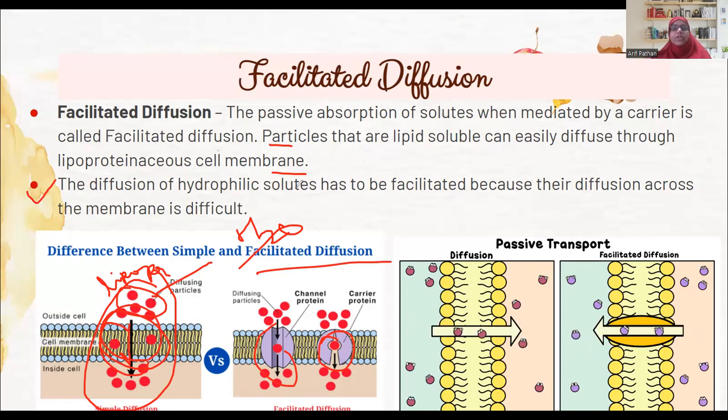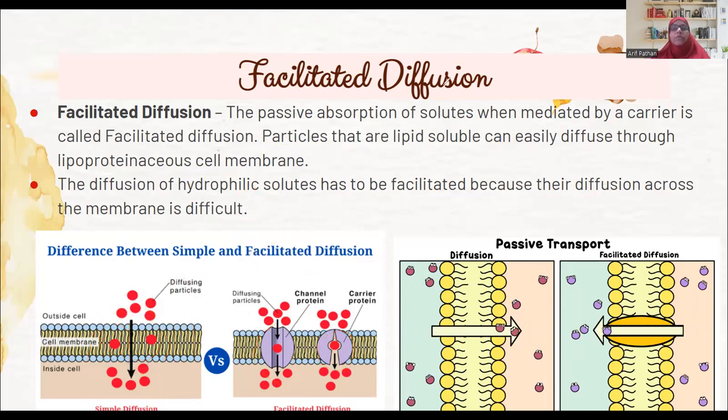If the molecules are hydrophilic, water loving, it becomes difficult to move simply, because oil and water are immiscible; they cannot gel together easily. So it has to be facilitated through a carrier protein. This is what we understand by facilitated diffusion.